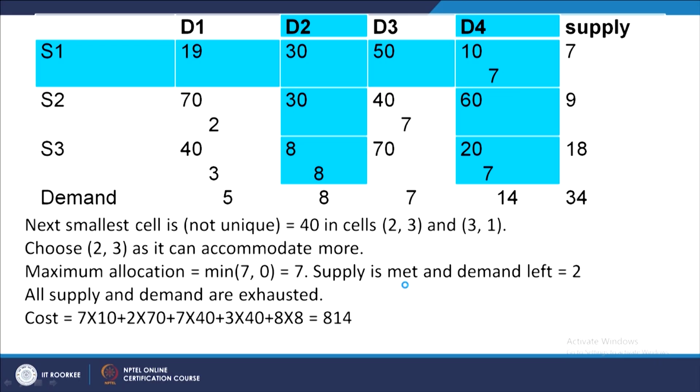So, the next smallest cell is not unique, it is equal to 40 in cell number 2, 3 and 3, 1. So, we choose 2, 3 as it can accommodate more. The minimum allocation is minimum of 7, 0, which is 7, and the supply is met and demand left is 2. So, all supply and demand are exhausted, and therefore, the cost that is obtained using this method is 814.